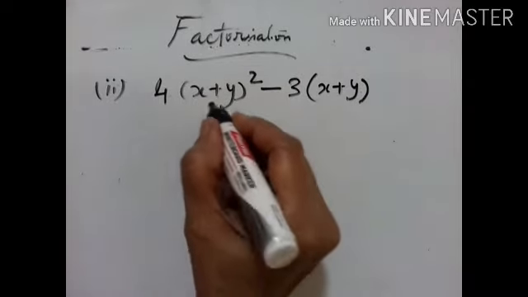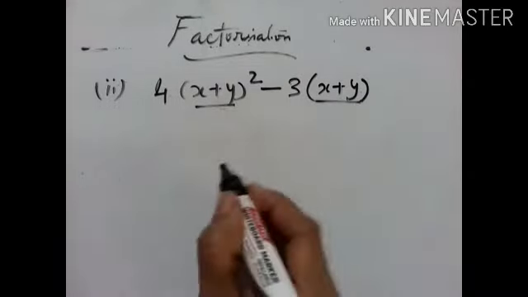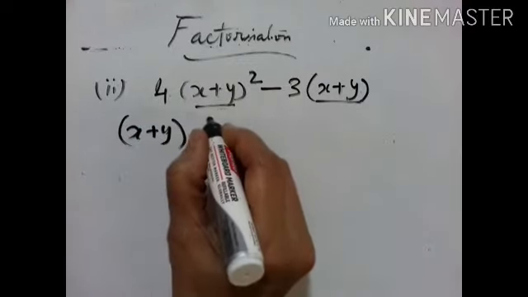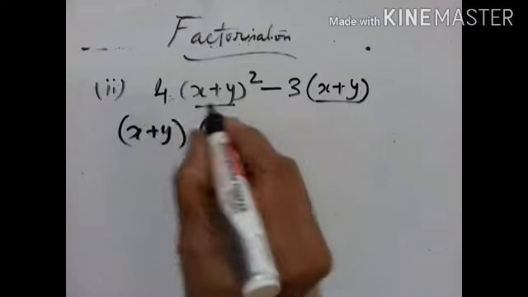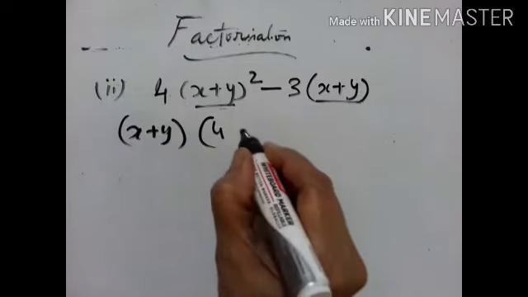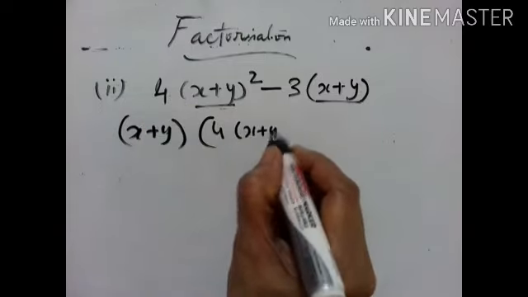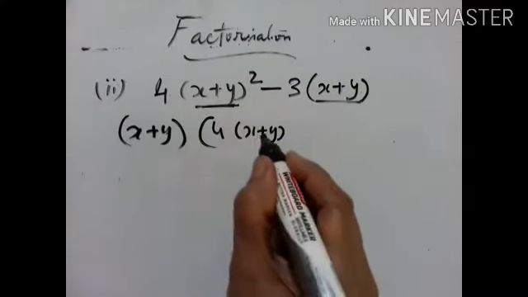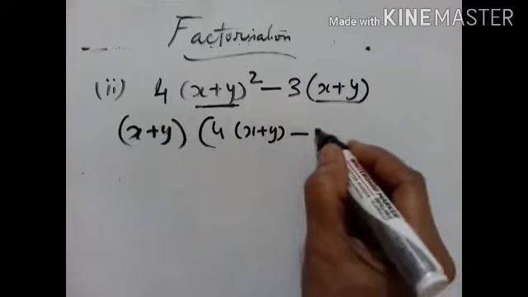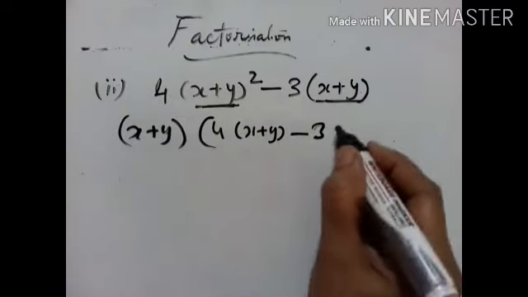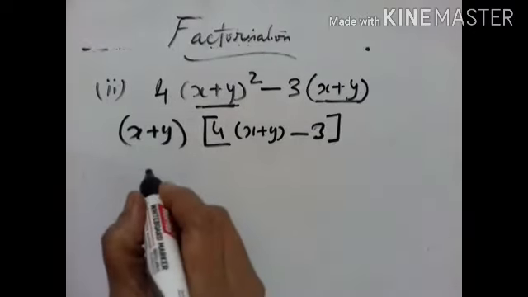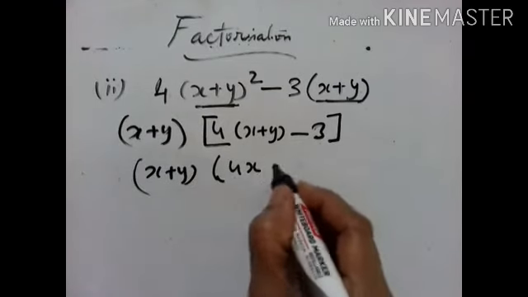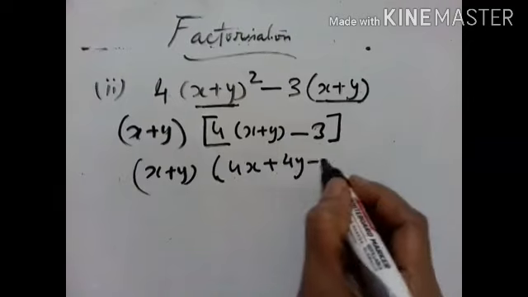Second problem. Here x plus y is common. Take it out. What remains is this 4 into x plus y, because 1 x plus y has gone out. X plus y square it is. So 1 x plus y remains, minus 3. This has gone out. It is x plus y into 4x plus 4y minus 3.